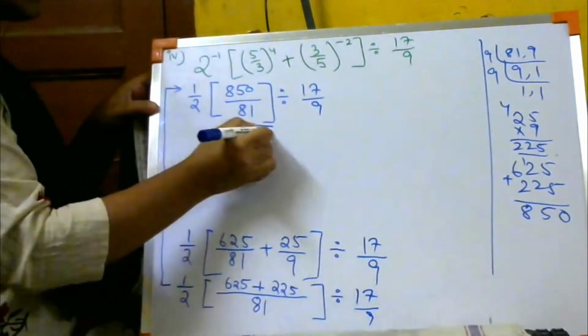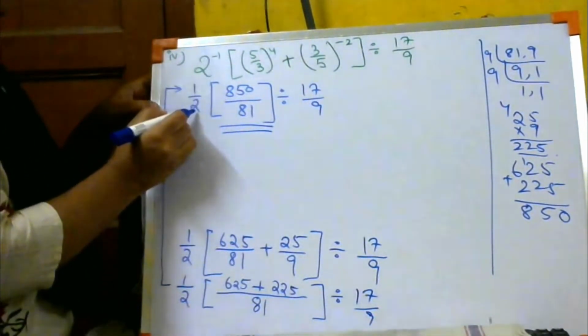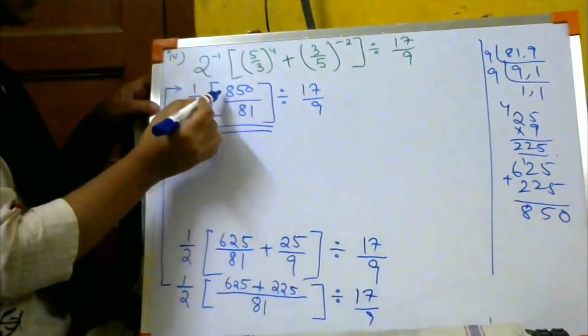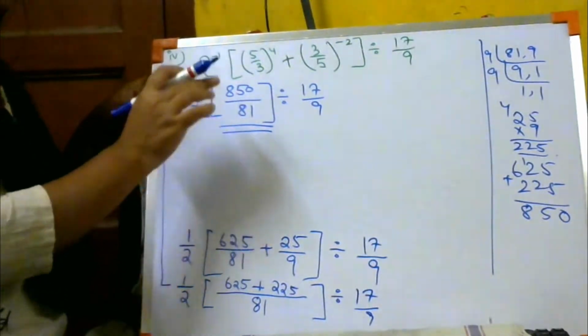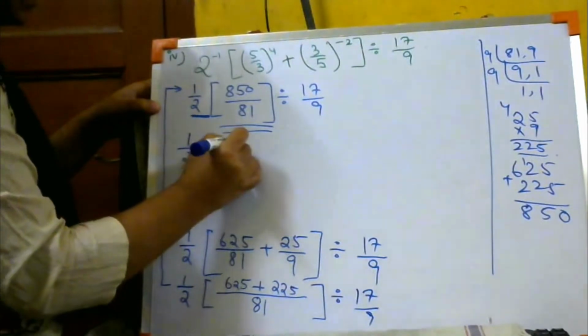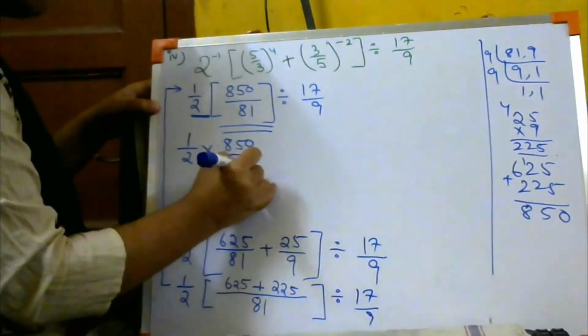Now let us open this bracket. If I open this bracket, यहाँ पे 1 by 2 है और इन दोनों के बीच कोई साइन नहीं है. 1 by 2 and this bracket, there is no sign in between. मतलब it is a multiplication sign. So 1 by 2 into 850 divided by 81.